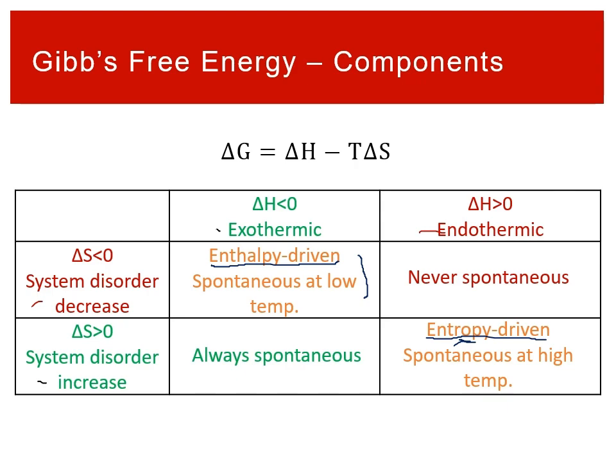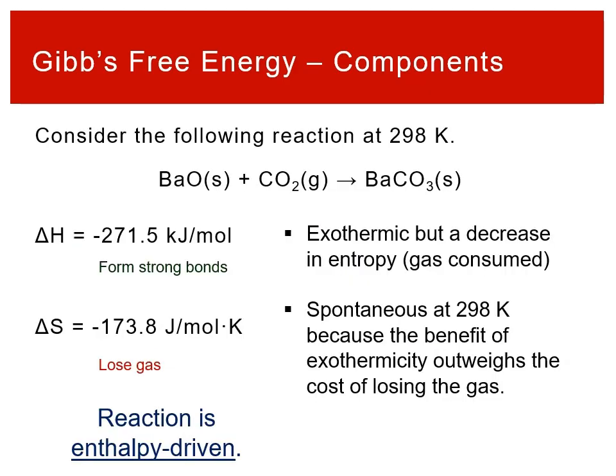These are spontaneous at high temperatures. So enthalpy or entropy driven comes up when delta H and delta S have the same sign. Entropy driven is when they are both positive. If I can draw a positive side, enthalpy driven is when they're both negative. That's supposed to be a negative sign, sorry. So let's look at some examples of these.